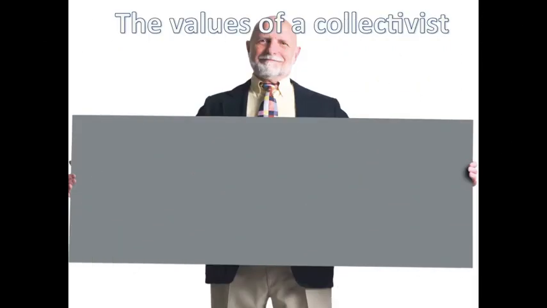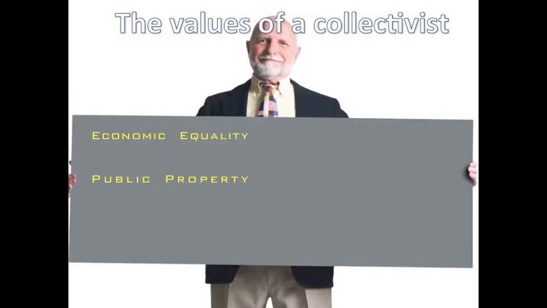What about a collectivist? One of the main ways to identify if someone is a collectivist is how important it is to them that we have economic equality. That doesn't necessarily mean we're all going to have the same amount of money, but with the government redistributing the income, we can make it more equal. An example of this would be progressive taxation, where the government taxes the rich more and uses that money to help the poor.